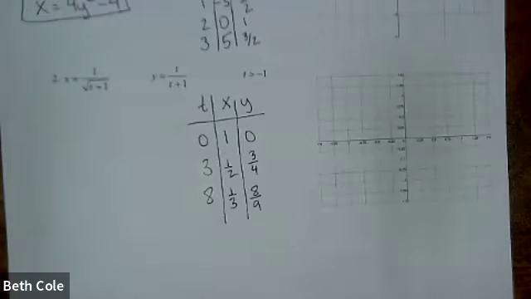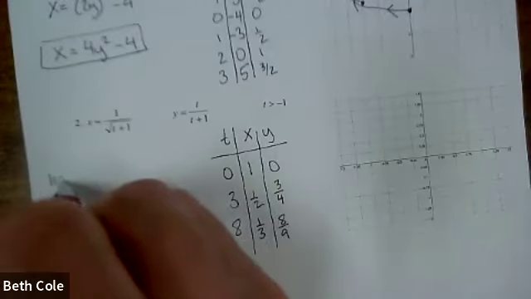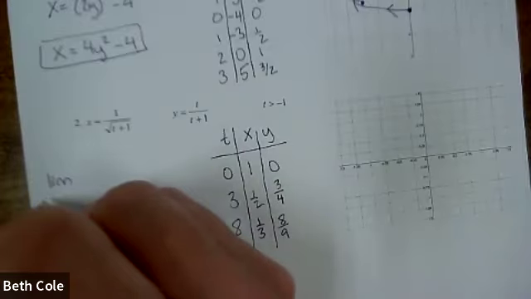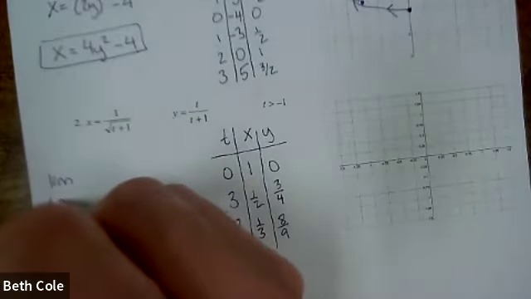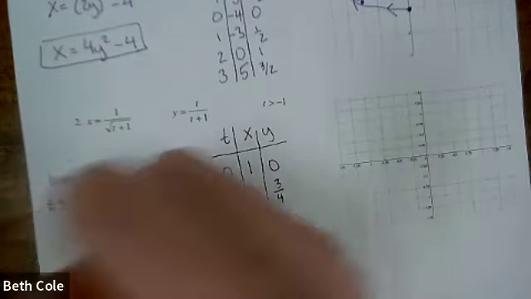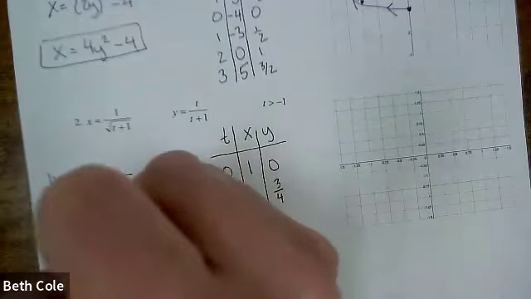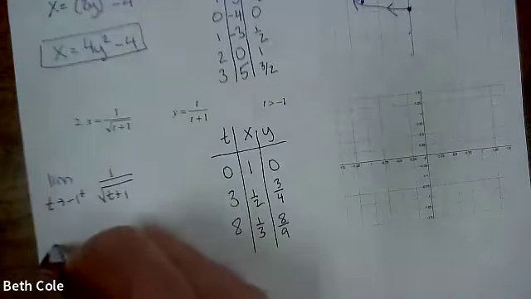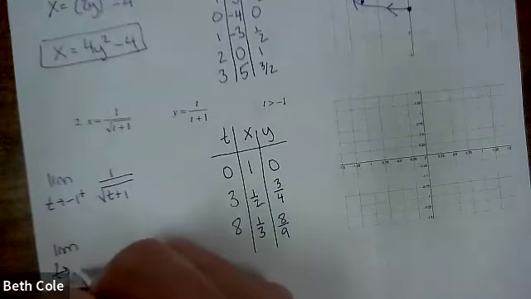Now, before I go to do that, I want to do my limit. We're going to do the limit as time goes to -1 from the left or from the right. Let's see, if you have -1 and all the numbers bigger than it, you have to go from the right, okay? And we're going to do that for both of these equations.